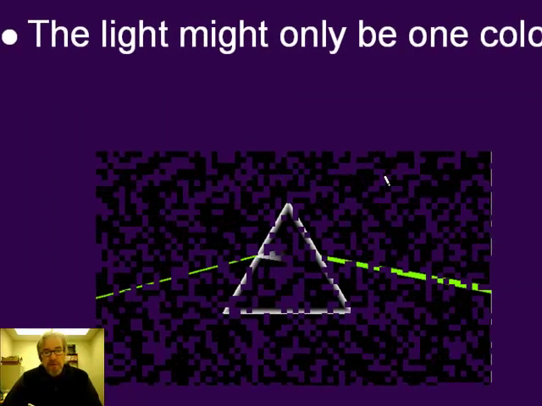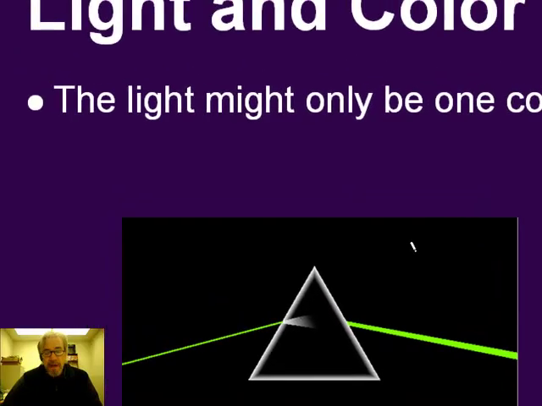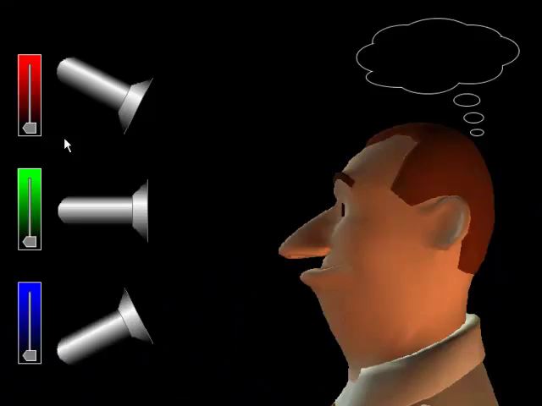Another reason is it's possible that the light we're looking at only is one color. If you pass green light, for example, through a prism, you just get green light out. It doesn't separate into any other colors, so that could be another possibility. This model is a way of visualizing that. This guy's looking at three different lamps. Right now they're all turned off.